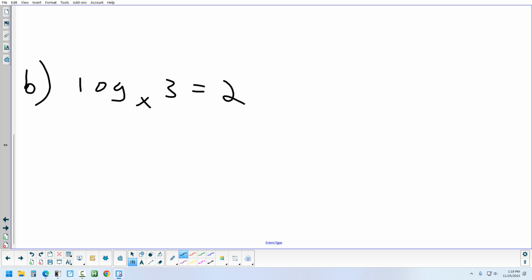All right, so another equation in log form. Is x to the second equals 3? Yeah, so x is your base. The logarithm always equals the exponent, and the argument ends up by itself. When you change from log form to exponential form, the word log goes away. That's the whole point, to get rid of the word log.